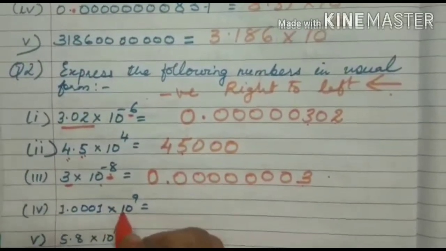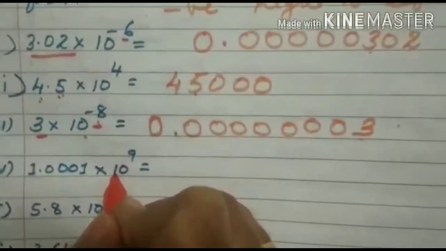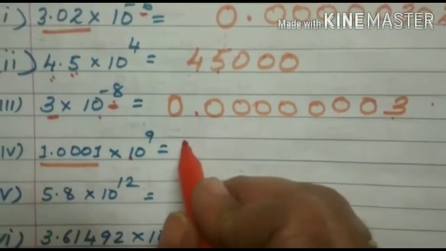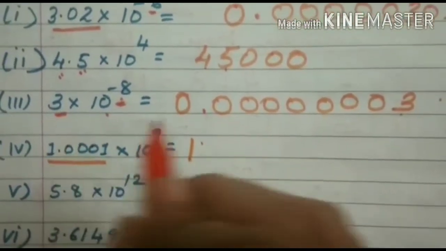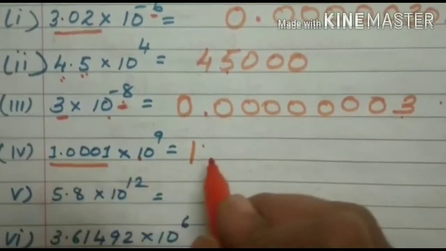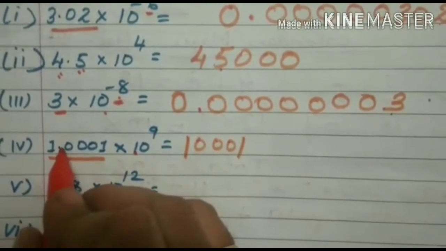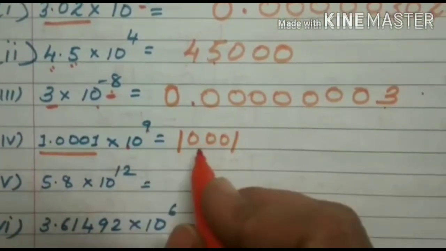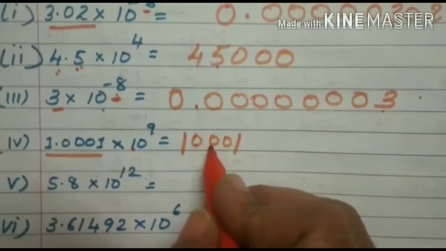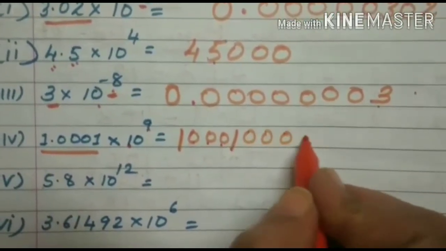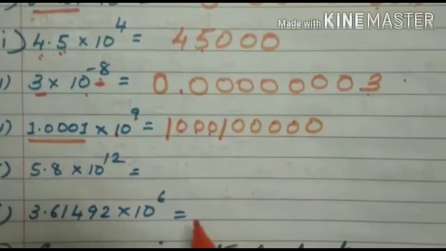Similarly here the next is again a large exponent. First we'll write this digit as it is and we'll move from left to right, that is 1, 0, 0, 0, 1. We'll start counting after 1 and till 9 digits we have to count. 1, 2, 3, 4, 5, 6, 7, 8, 9.